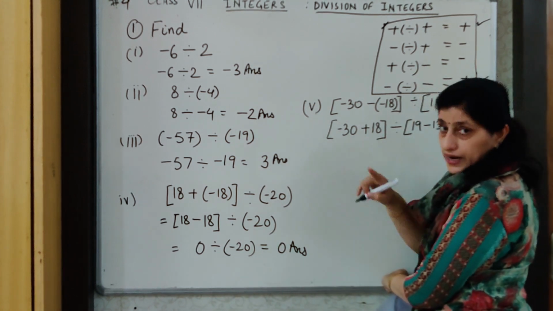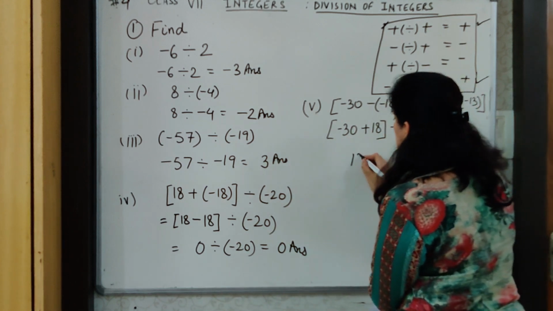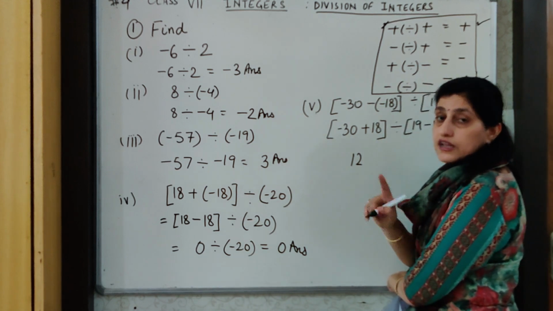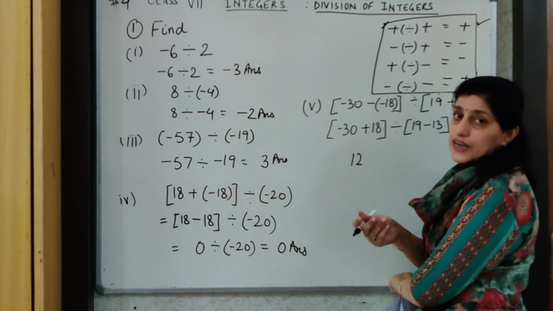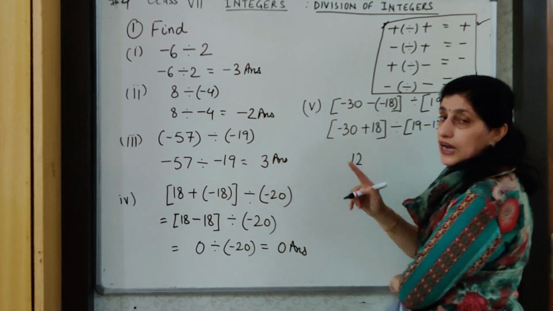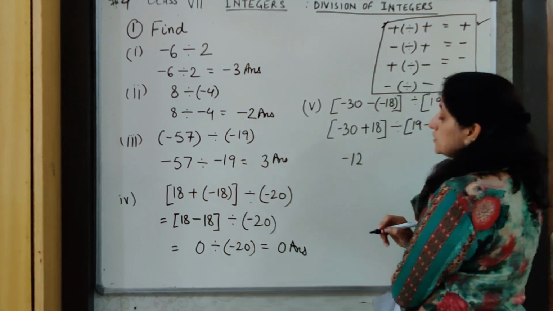Now one is minus 30 and one is plus 18. They are not multiplied, they have to be added. So the difference between 30 and 18 is 12. Why do we take the difference? Because the signs are different. When both have the same sign, we add and we put the same sign. When both have different signs, we subtract and we put the sign of the bigger digit. So I get minus 12.